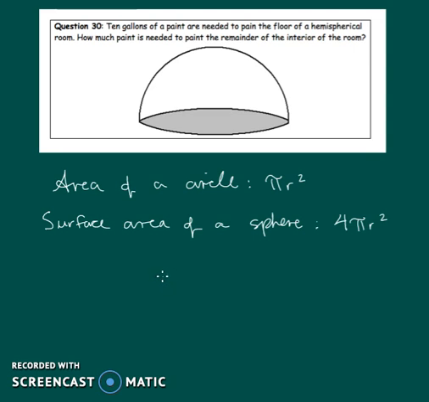Now anytime we're talking about painting something, that usually means that we have to think about surface area and area. And here I've written down the formulas for finding the area of a circle, which is our floor, and the surface area of a sphere, which is what we need in order to paint the hemisphere. Now, we're only trying to paint half of a sphere, so I'm going to change this to half a sphere, and I'm going to divide by 2 because I'm halving it. So instead of 4 pi r squared, it's going to be 2 pi r squared.